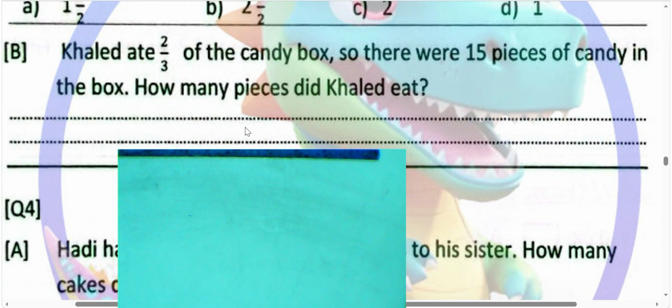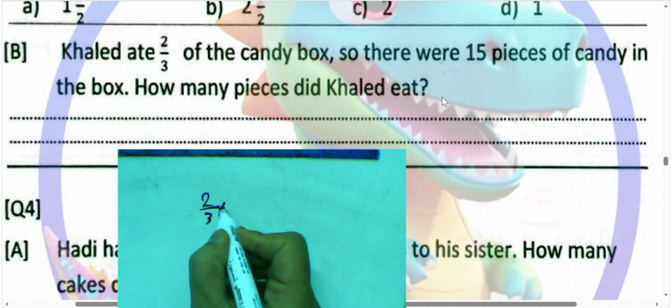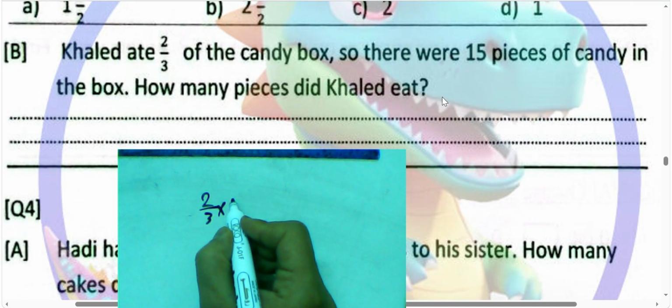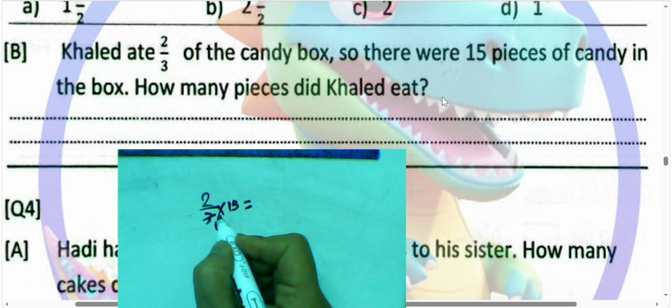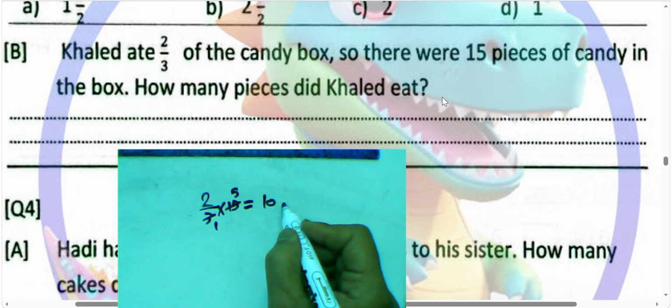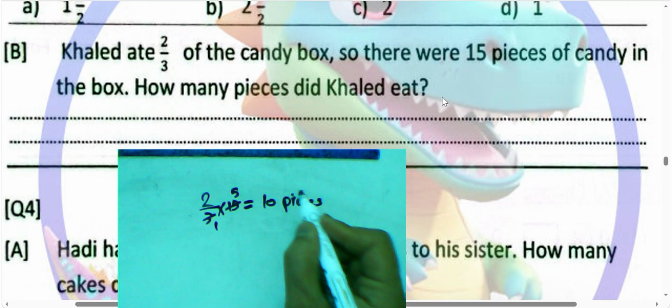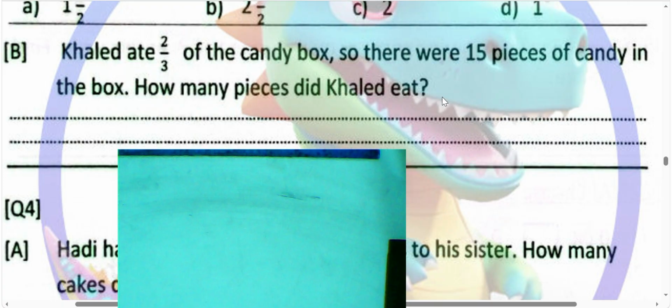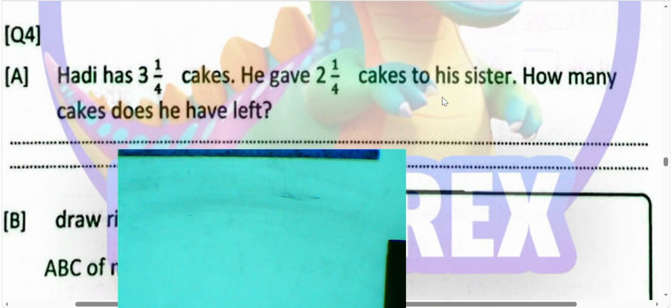Khalid ate 2 thirds of the candy box. So there were 15 pieces of candy in the box. How many pieces did Khalid eat? هو أكل 2/3 from a total number كان في 15 pieces. 3 divided by 3 is 1, 15 divided by 3 equals 5. 2 times 5 equals 10. Then we have 10. The answer will be 10 pieces of candies. Question number 4.